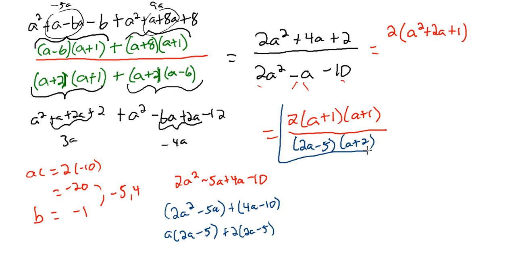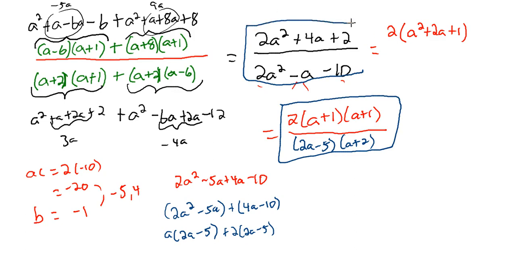So you can either leave it like this, leave it factored. I hope Math Excel would count that as correct. Or you could just leave it like this, unfactored, right? Because it doesn't reduce anyways. All right. One more example.